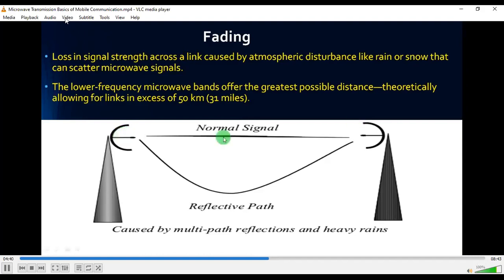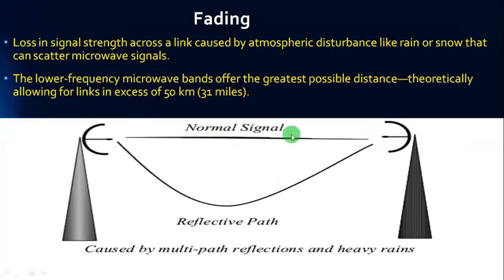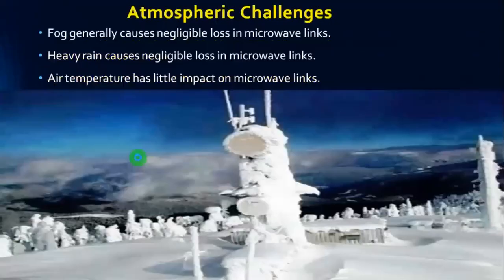Now, here are some fading issues because of atmospheric propagation systems. Fading occurs due to low frequency. These are the atmospheric challenges, such as heavy rainfall, fog or snowfall. Okay. Fog generally causes negligible loss in microwave links. Heavy rain causes negligible loss in microwave links. Air temperature has little impact on microwave links.